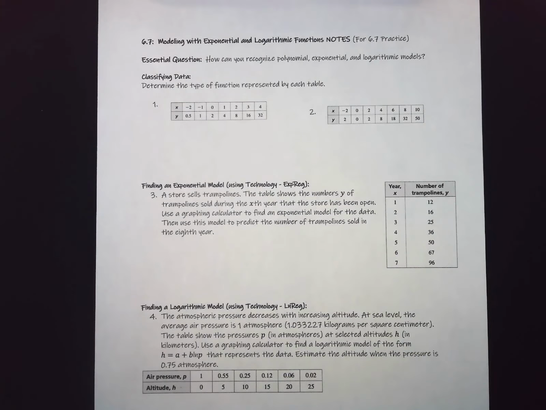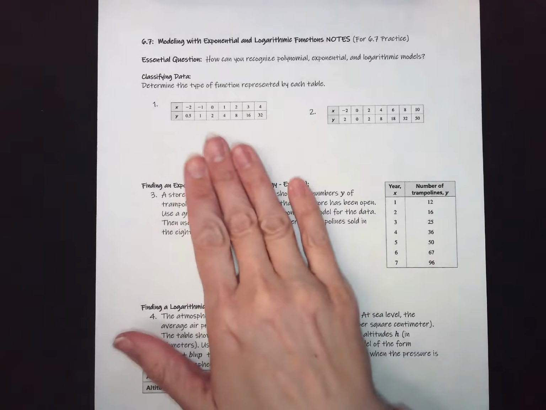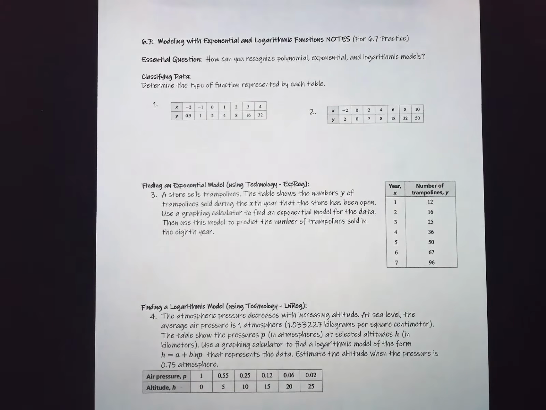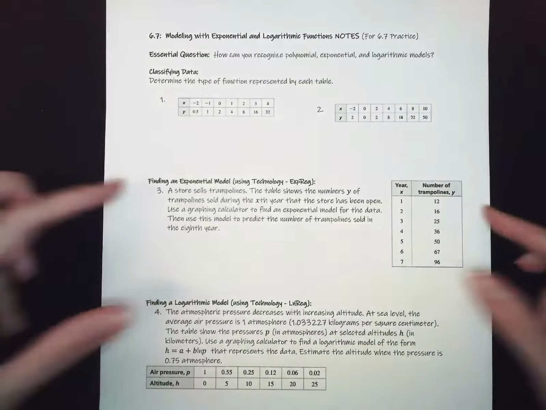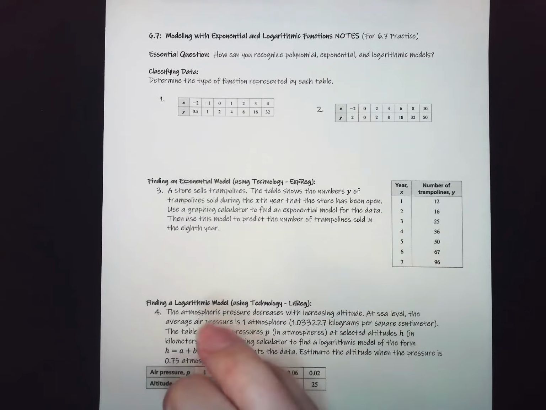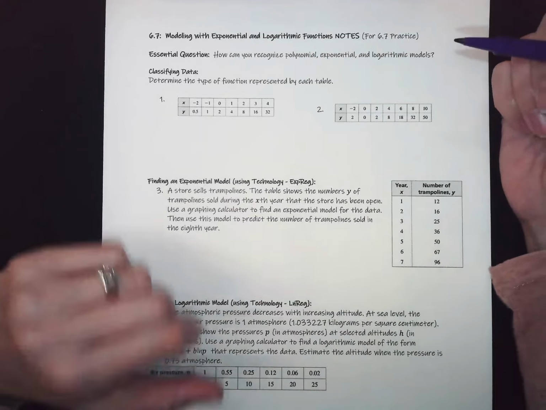Alright, so we're starting 6.7. We're modeling with exponential and logarithmic functions. In this first video, we are going to be given data, and we need to determine the type of function that is represented by each table. So, to do this, actually, let me put a piece of paper behind it so I can write on this. To do this, we're going to look for changes here.